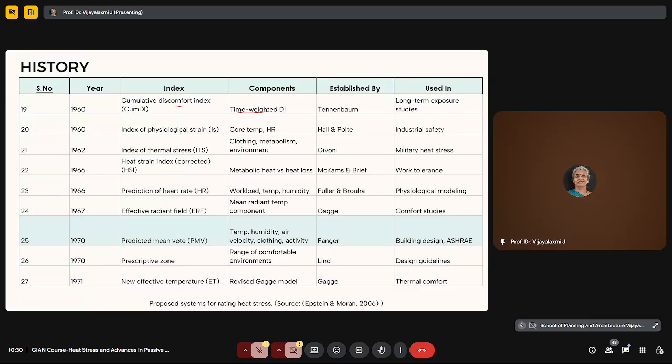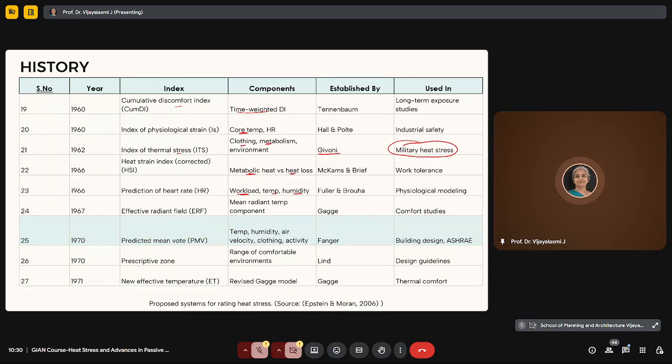Then index of physiological strain uses core body temperature. Index of thermal stress uses clothing and metabolism combined with the other environmental parameters and is useful for military heat stress. And then this was established by Givoni. Heat stress index combines metabolic heat versus heat loss. Prediction of heart rate uses what work they are doing, the intensity of workload along with temperature and humidity.